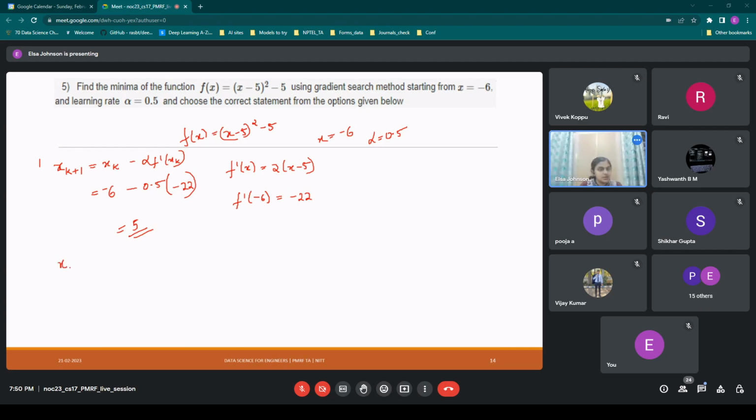So the next one is k plus 1. The first one was x0, this one was x1. Now x2 you have to find. So what will x2 be? x1 minus alpha f dash of x1. This will be 5 minus 0.5 into (2 into 5 minus 5), which is 0. So it will be 5, right? Is that right?